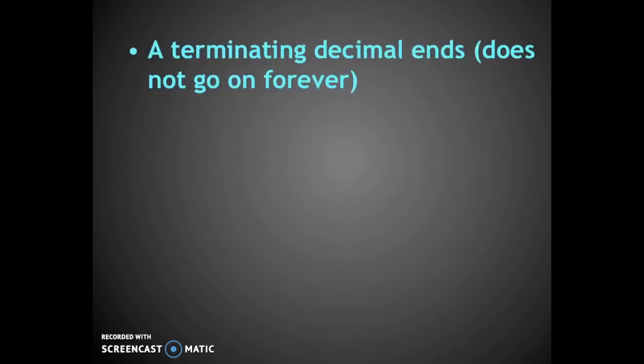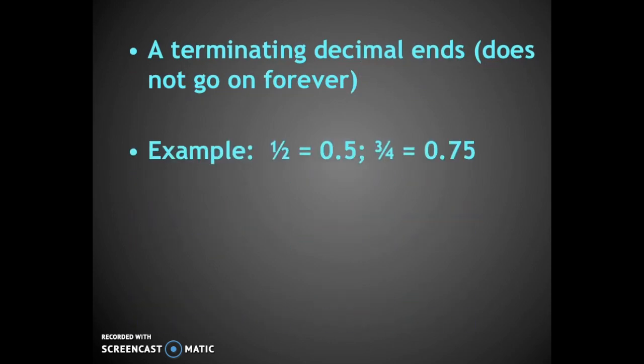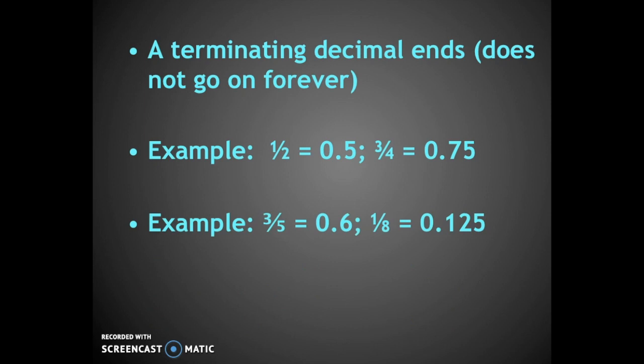A terminating decimal ends. It does not go on forever. For example, 1/2 converted into a decimal would be 0.5. 3/4 would be 0.75. It terminates, does not go on forever. Another example, 3/5, 0.6, and 1/8, 0.125.